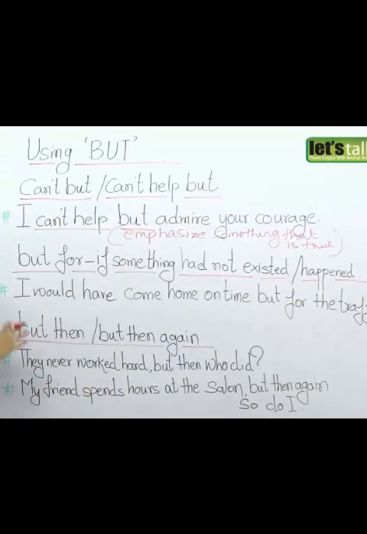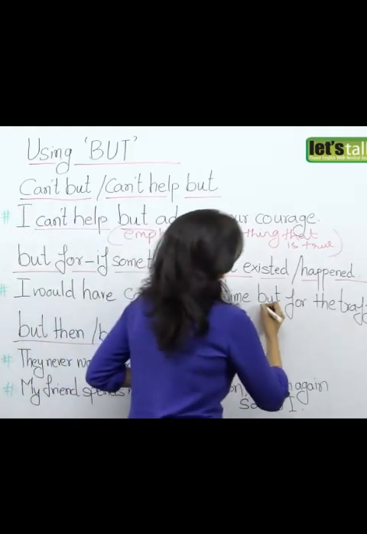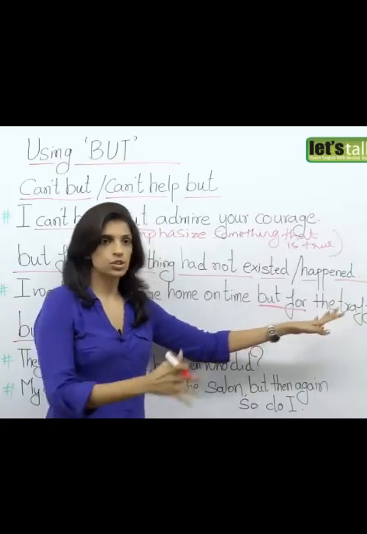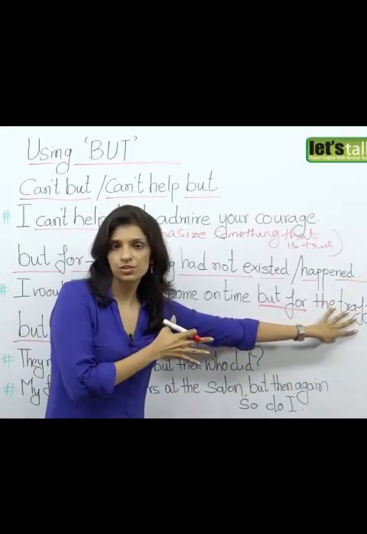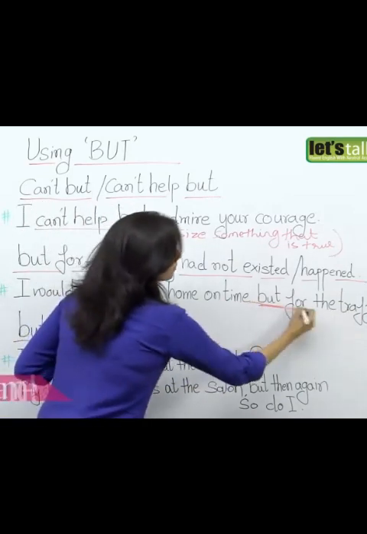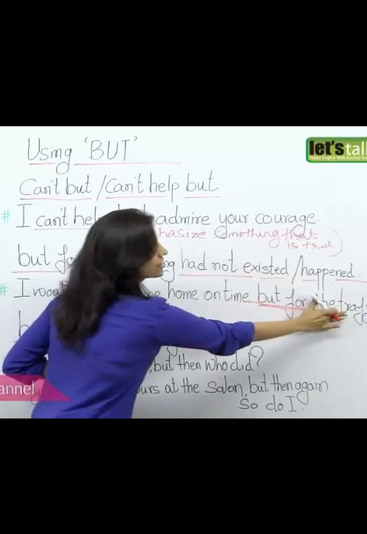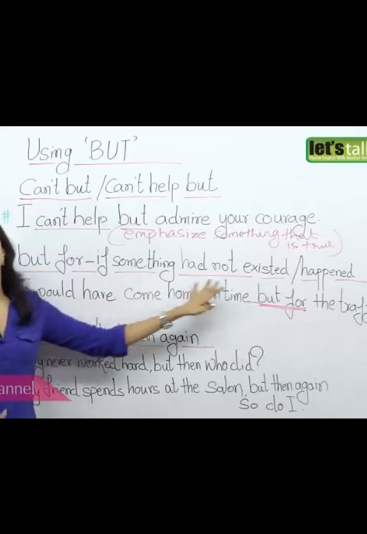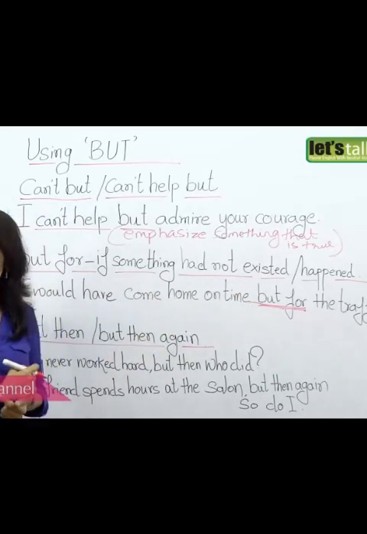Alright, moving on to the next sentence, but for. When you want to say something that had not existed or happened. Now, for example, I would have come on time but for the traffic. So, if the traffic didn't exist, or there was no traffic jam, there was no traffic that took place or happened, I would have come on time. So, I would have come on time but for the traffic. If the traffic did not exist, you would have come on time. So, when you want to say something that had not existed or happened, you say but for.